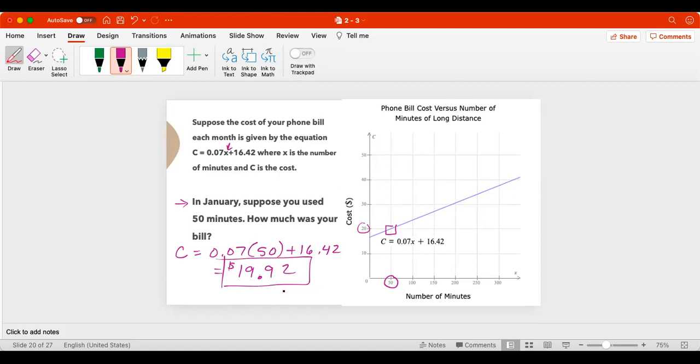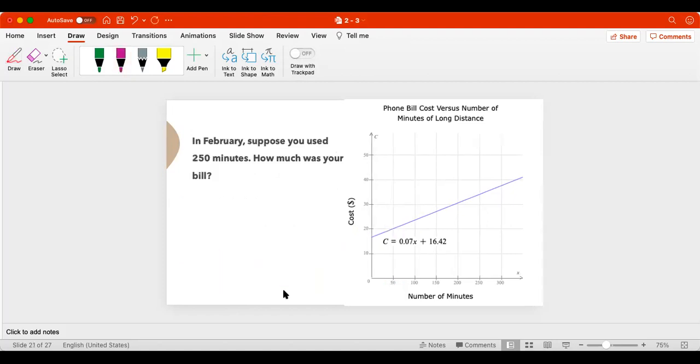Let's try another one. Suppose in February you used 250 minutes. How much was your bill? Same idea here. We can look to get an idea. 250 minutes is here. This is somewhere between 30 and 40. It's almost a half, so around $35, I would expect. But I'm going to plug it into my equation, 250 for X. The equation's right here.